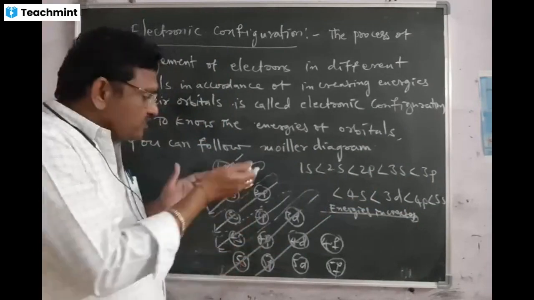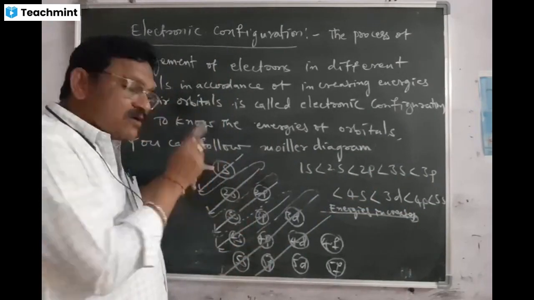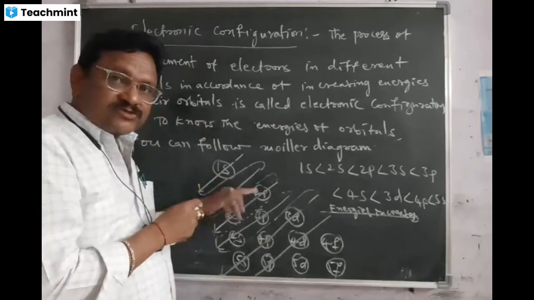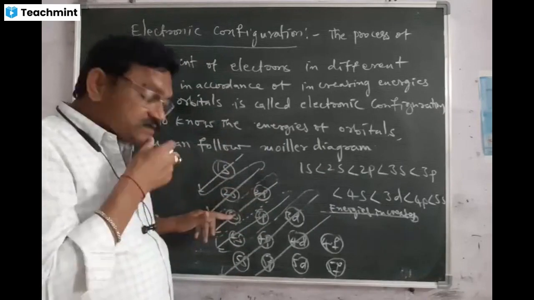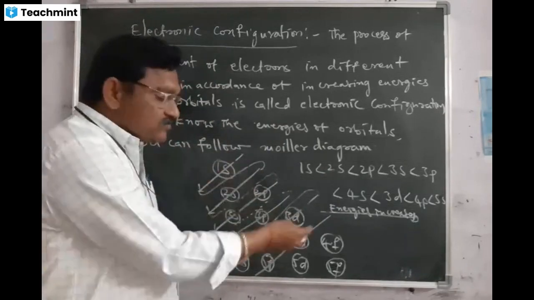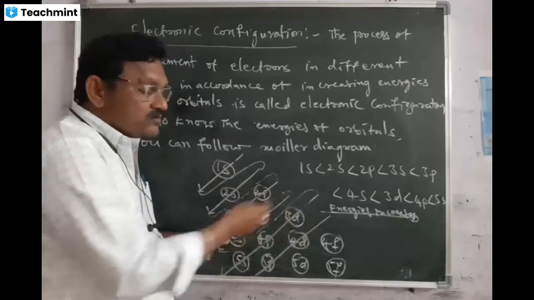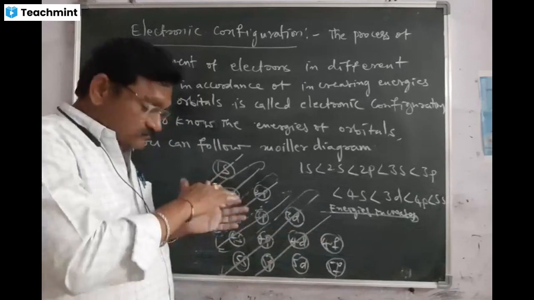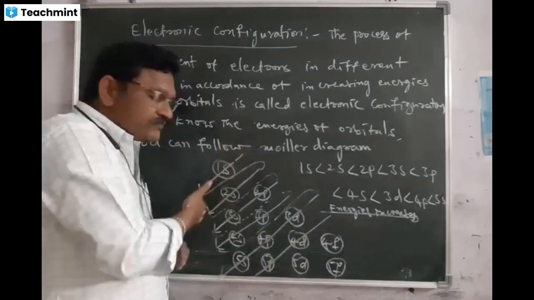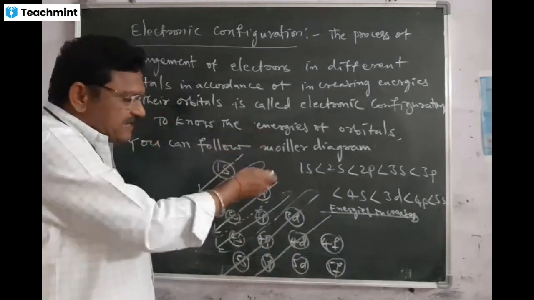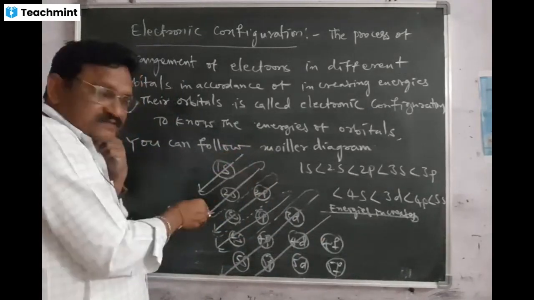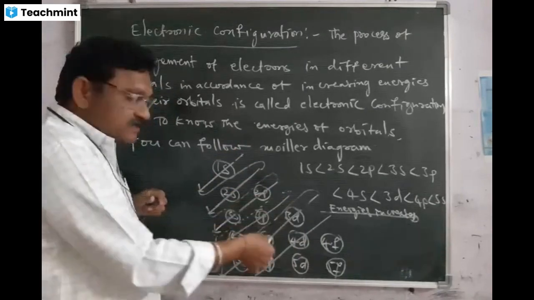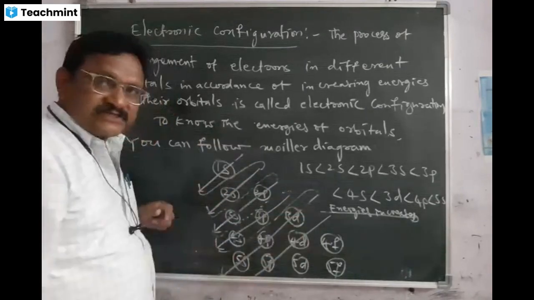What is the Aufbau diagram? In the first shell we have only the s subshell. In the second shell we have two subshells, s and p: 2s, 2p. In the third shell we have three subshells, 3s, 3p, 3d. In the fourth shell we have four subshells, 4s, 4p, 4d, 4f. To understand the order of energies, you can strike like this. First strike 1s, 2s. Thereafter strike 2 orbitals, and thereafter strike 3 orbitals.